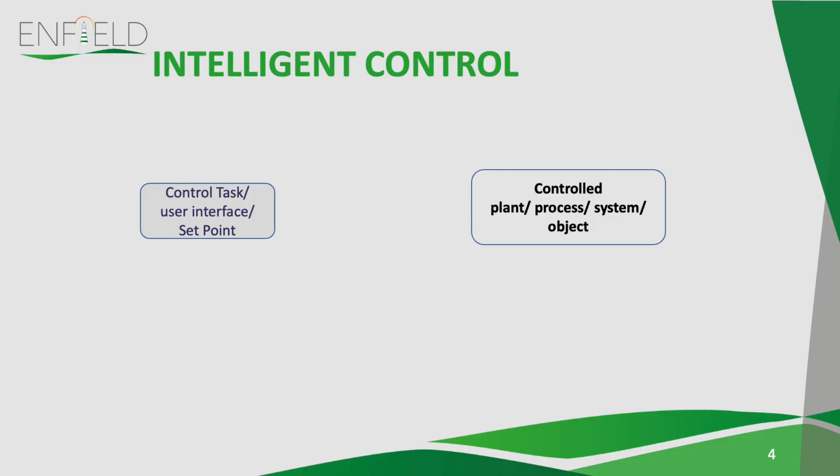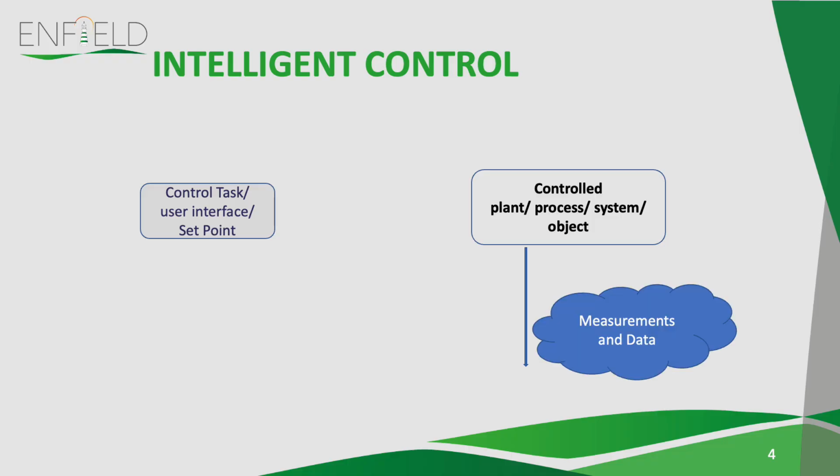This control task or set point is given through the user interface. For example, in the car, we can choose the required speed of the car. In buildings, we have user interfaces where we can select the required temperature. And this is what we want to achieve. This is the task for the control system. In order to achieve this result, we need to know what is happening at the moment. What is the speed of the car? What is the temperature in the room? It means we have to measure the data.